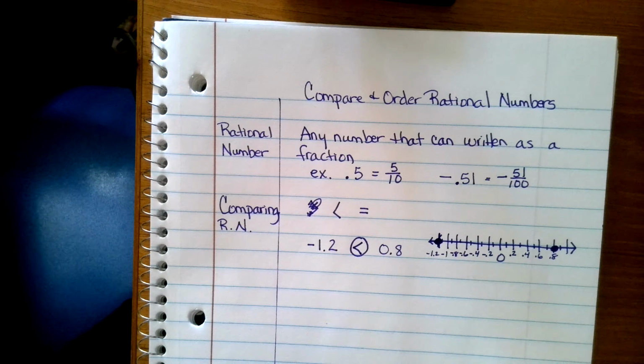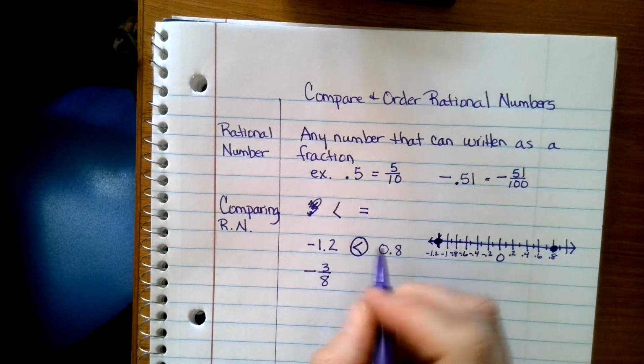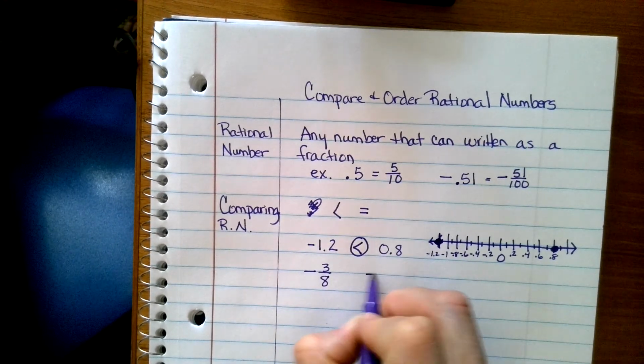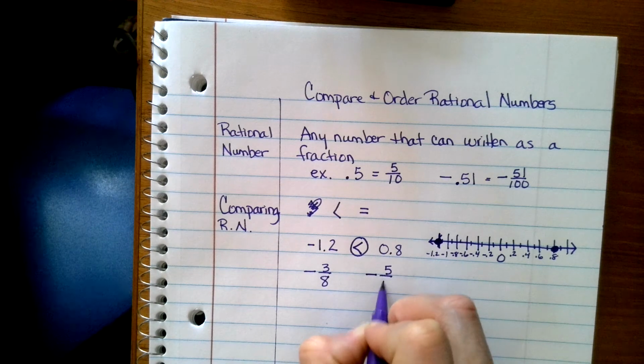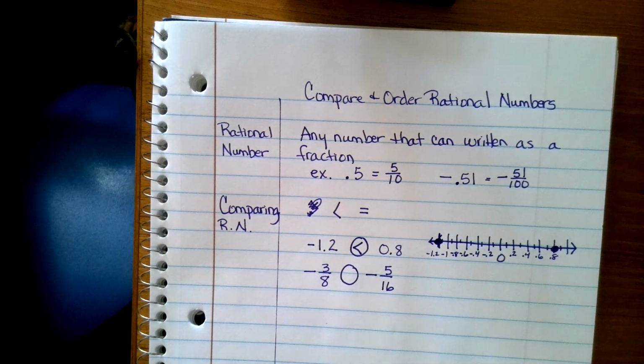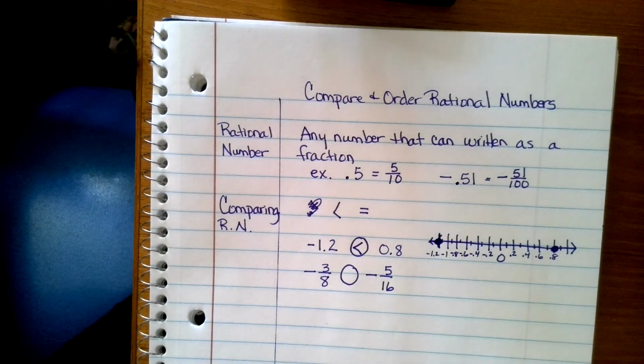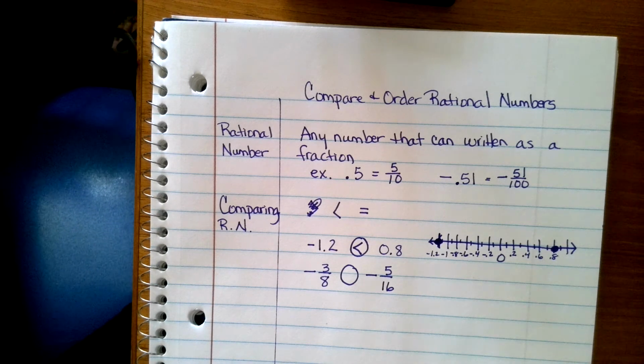Now we can also do this with fractions. If we had negative 3/8 compared to negative 5/16, I need to compare these. Now you have to think way back. My denominators are not the same. What is it that I can do so these are easy to compare? You're absolutely right. Let's give them the same denominator.